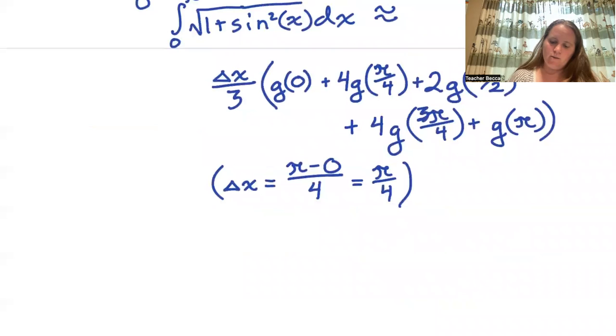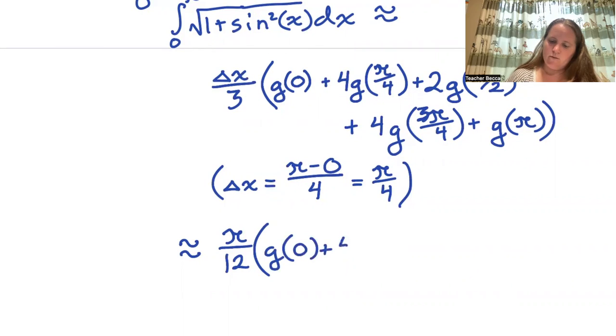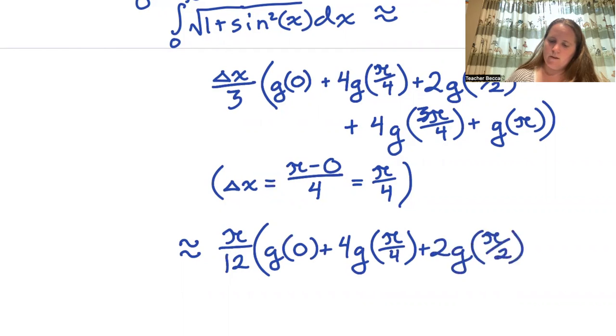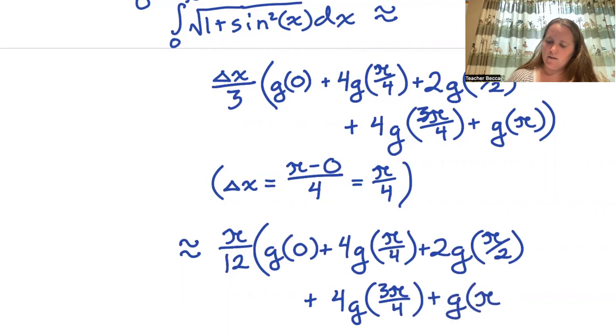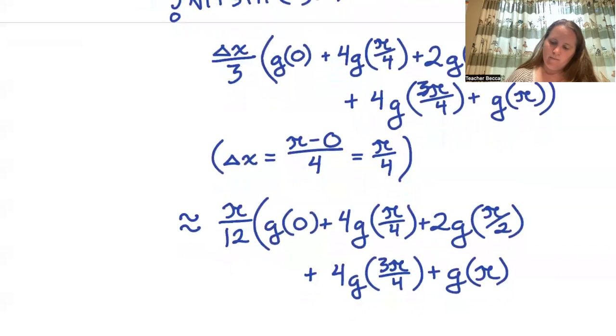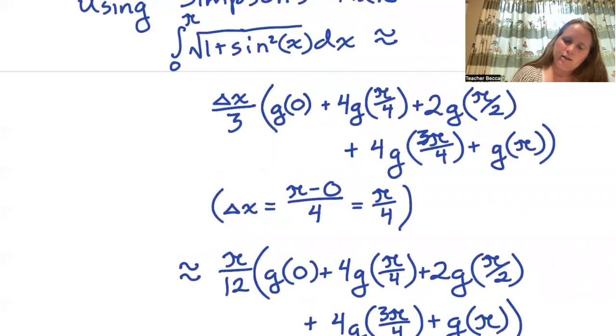So we get that this integral is approximately pi over 12 times g of 0 plus 4 times g of pi over 4 plus 2 times g of pi over 2 plus 4 times g of 3 pi over 4 plus g of pi. And then we plug in our values. Note here, I'm taking the square root of 1 plus sine squared of x to be my g of x.